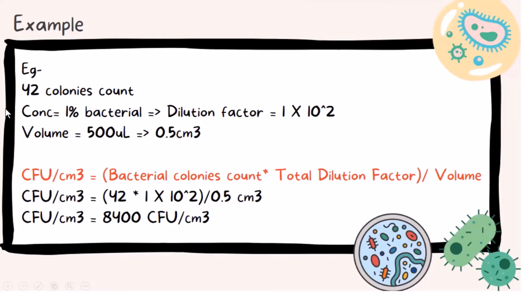Another example: say 42 colony count, concentration of 1% bacteria, so the dilution factor is around 100. The volume that you would be using with the micropipette is 500 microliters. If you convert back to cm cube, it is 0.5. Use this formula, and it turns out to be 8,400 CFU. So very, very easy.